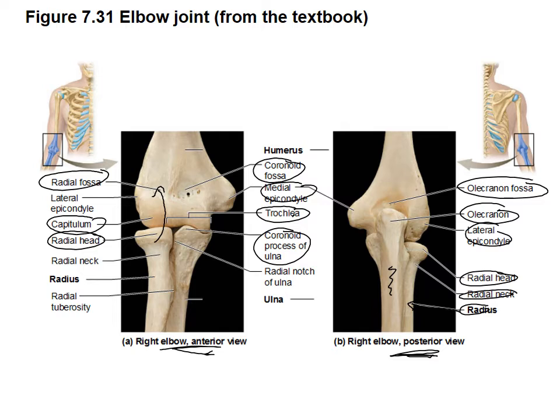Then you have the radial neck. You have the rest of the radius and the radial tuberosity sticking off here. And then you have the radial notch in the ulna, where the head of the radius is able to fit into a little notch that you can't see because they're touching in this picture. But that's where it is. Next slide.